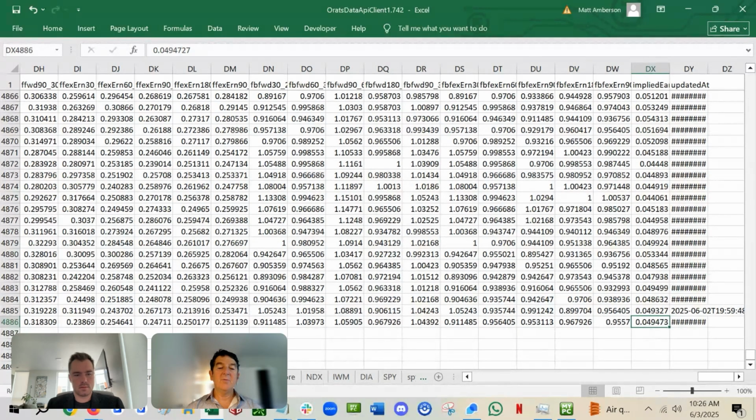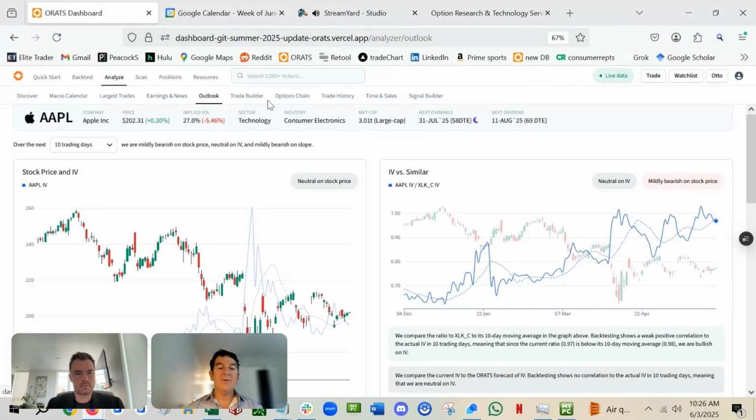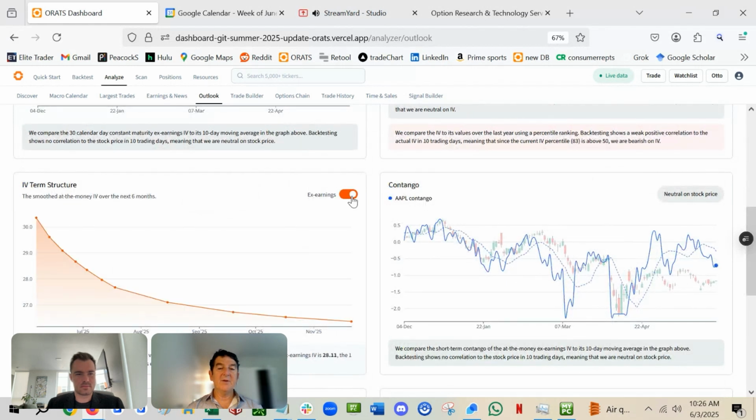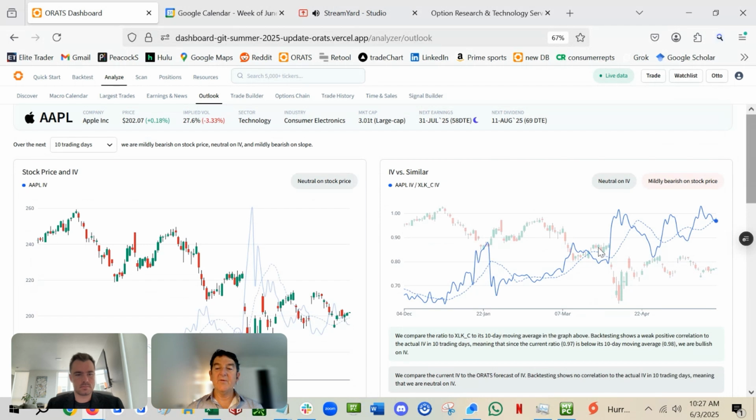And then you could jump over to one of our favorite pages. Here's the outlook, Tyler. So you wanted to look at the term structure with earnings and ex-earnings. It really smooths it out if you have ex-earnings. You could tell that it's in backwardation, or negative contango, right now. So this is one of my favorite pages, and it behooves people to learn how to look at these pages, because it's a good way to look at what volatility is like.